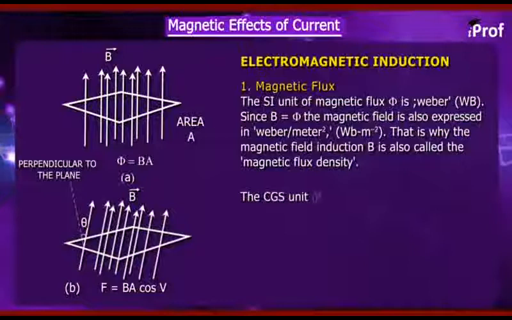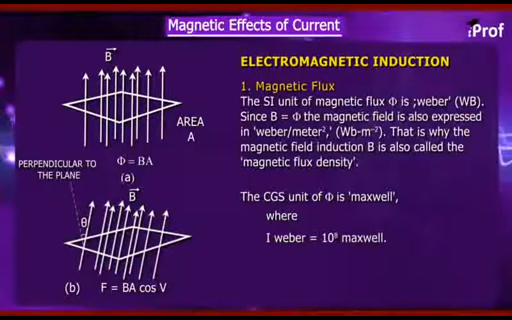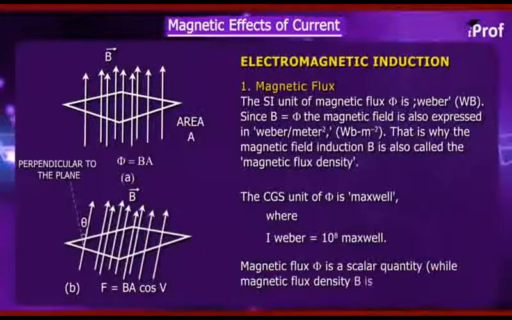The CGS unit of phi is Maxwell, where 1 Weber equal to 10 power 8 Maxwell. Magnetic flux phi is a scalar quantity, while magnetic flux density B is a vector quantity.